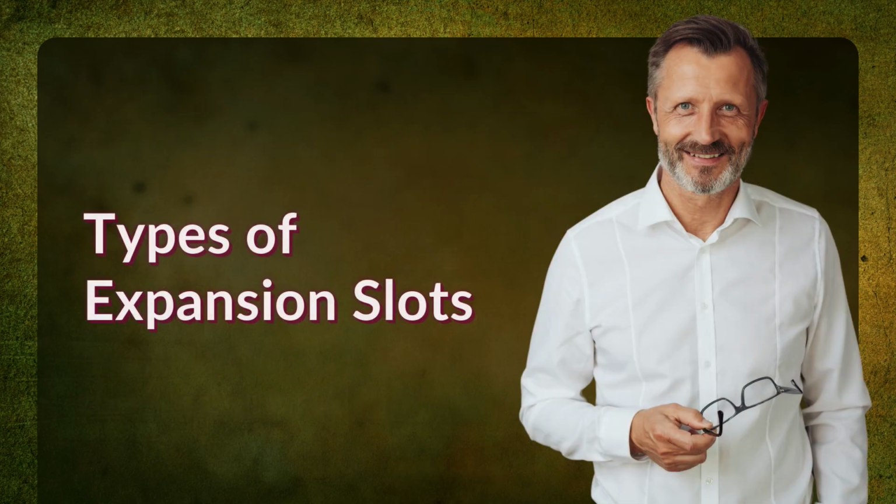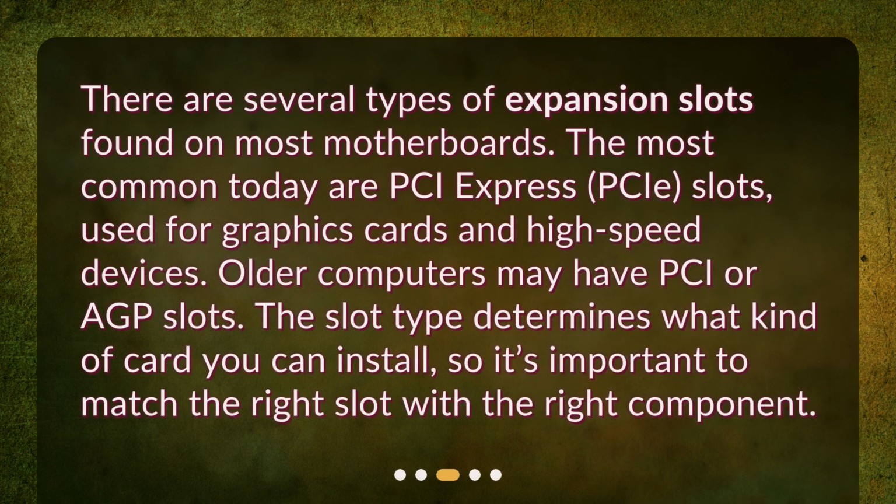Types of expansion slots. There are several types of expansion slots found on most motherboards. The most common today are PCI Express, PCIe slots, used for graphics cards and high-speed devices. Older computers may have PCI or AGP slots. The slot type determines what kind of card you can install, so it's important to match the right slot with the right component.